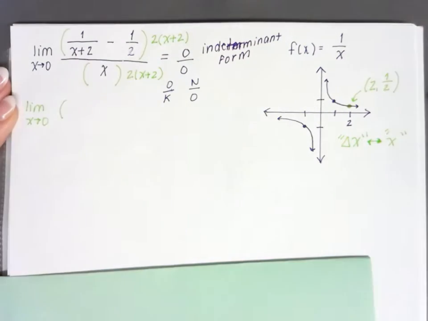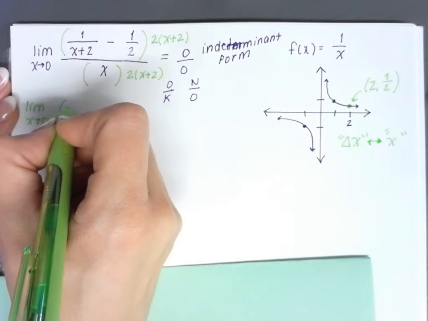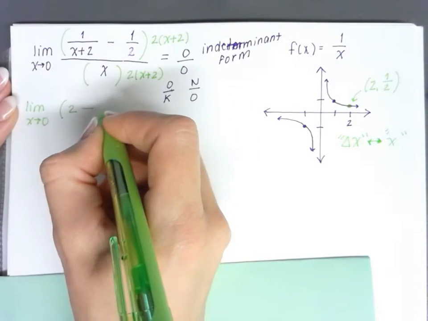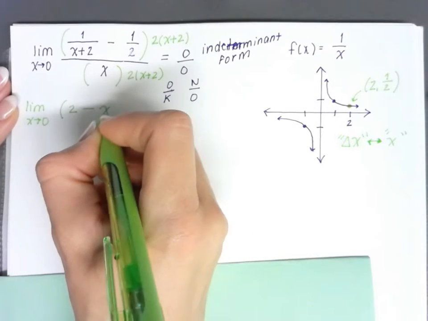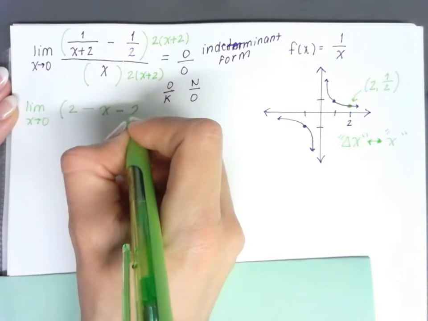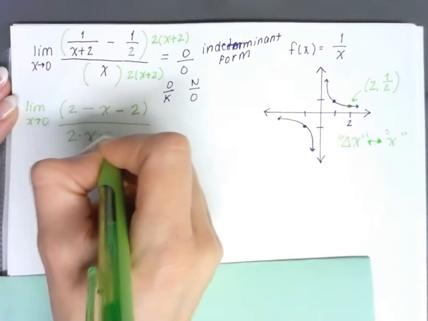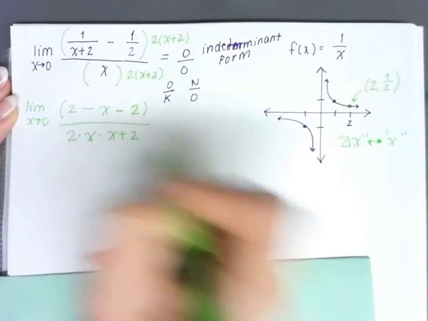Think of partial fraction decomposition even. What do I get here? 2 minus, what do I get here? x plus 2. But it's in parentheses. I'm going to distribute, so I'm going to get x minus 2. And you're not going to distribute on the bottom. So 2 times x plus 2. And then you could just take it from there.